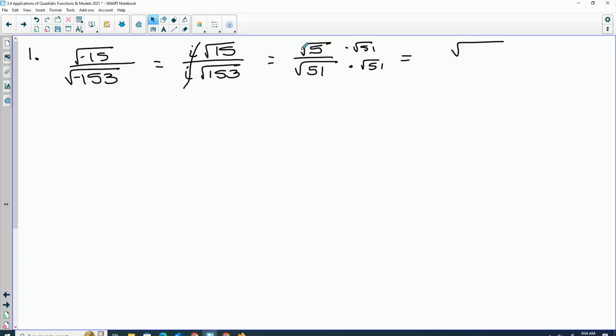So they're both under a square root. You just multiply the numbers. So that's 255. Square root of 51 times the square root of 51 just cancels the square roots, and we get 51. So it's the square root of 255 over 51. You would check 255 is not divisible by any perfect square. So that's our final answer.